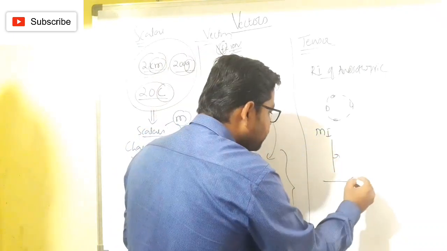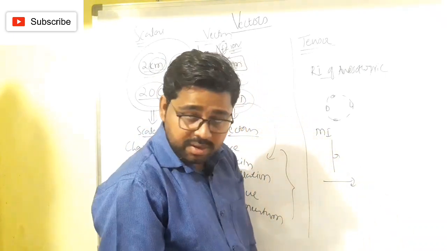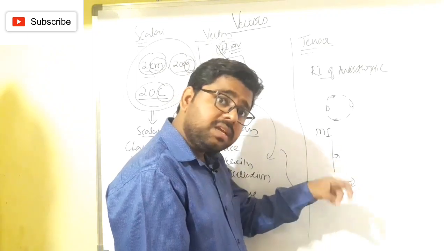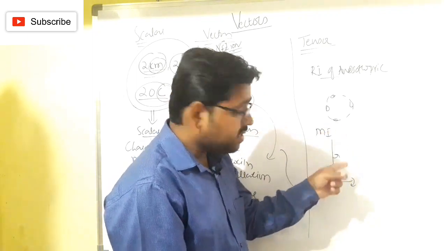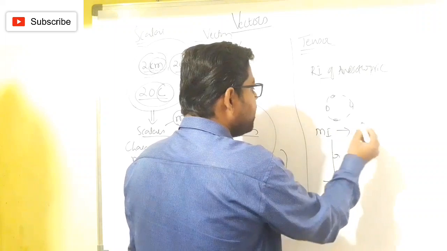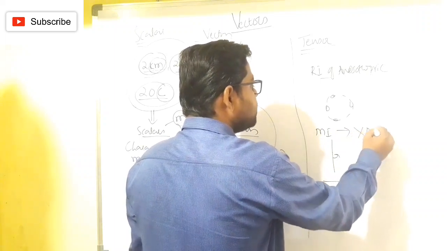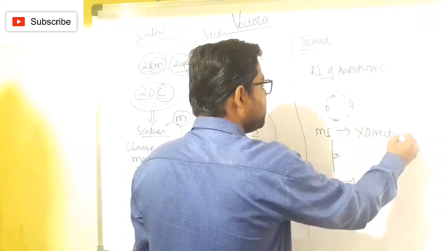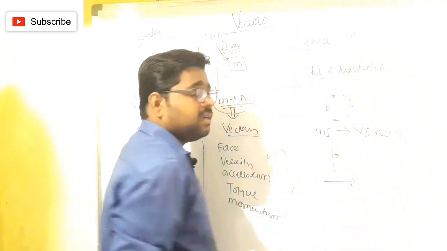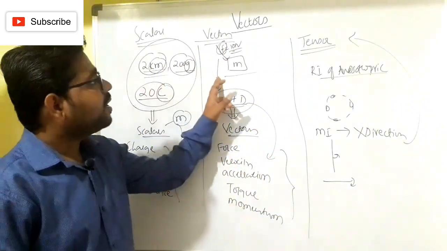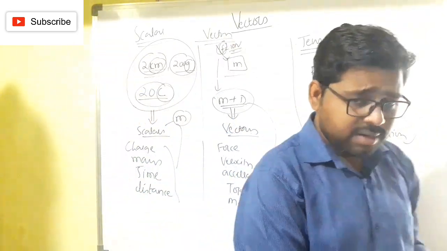If you rotate it like this, what happens? The value will be different. Depending upon the direction, the value of moment of inertia will change. But in particular, it does not have any direction. Such physical quantities we consider under which topic? That is tensors. So scalars, vectors and tensors are the three different topics.